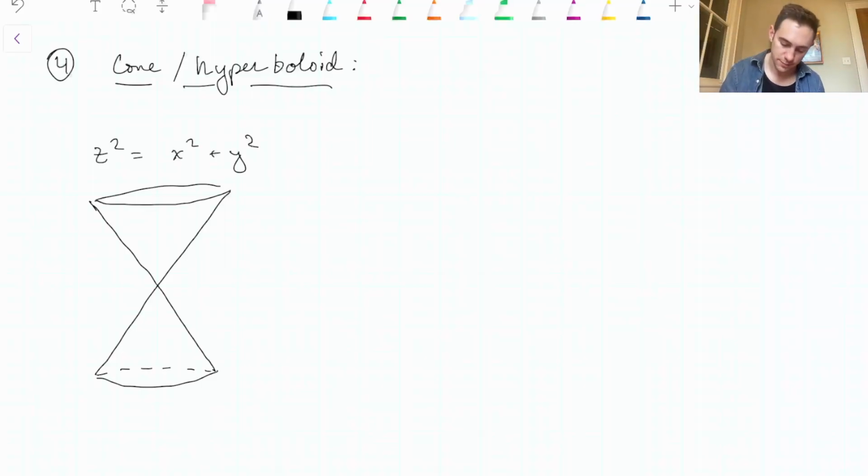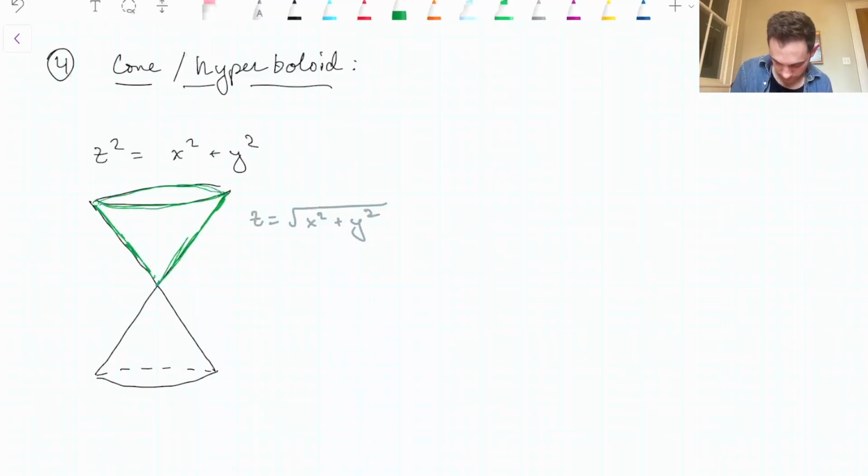It fails the vertical line test pretty miserably, but of course I could solve z equals the square root of x squared plus y squared. And now I will have salvaged just the top half cone. A true cone is a double cone. That's the top half cone.